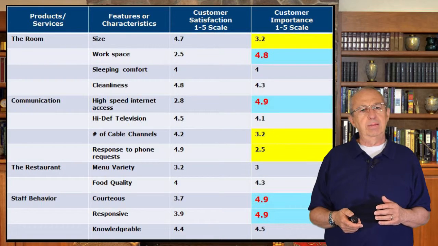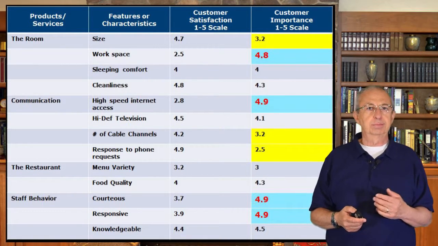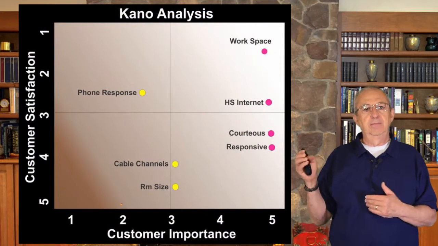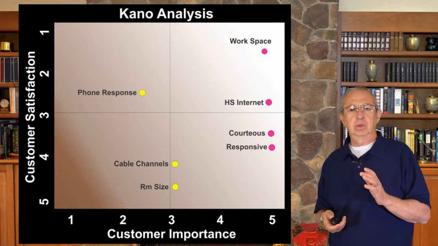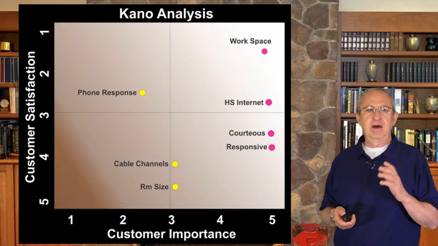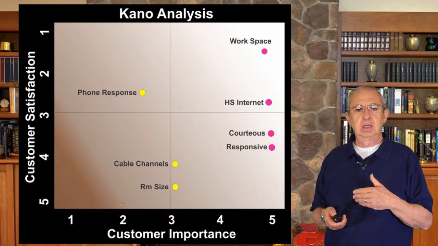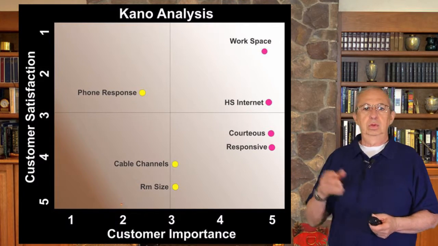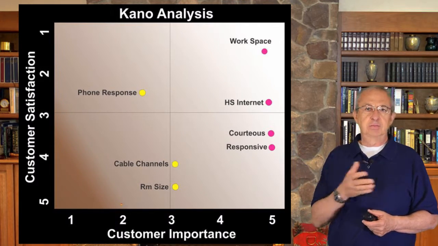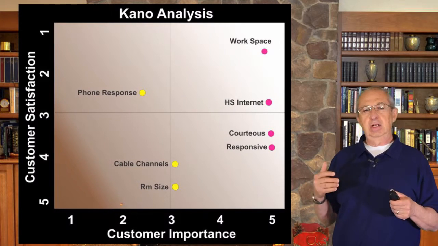So we can put this on a matrix, and the matrix is going to look something like this, right? And this is called a Kano analysis, but don't worry about that. It doesn't matter what it's called. It's simply an evaluation of customer satisfaction to importance or value. Does that make sense?